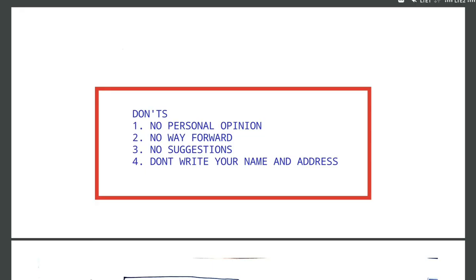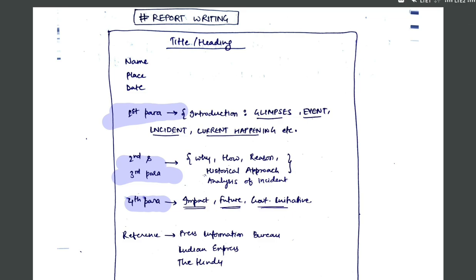So these are four major don'ts that you have to follow, otherwise you will be awarded penalty marks that will be very disastrous, and that might get you out of the list. So just remember these four don'ts. I got this from my notes only, that is how I used to approach the report.